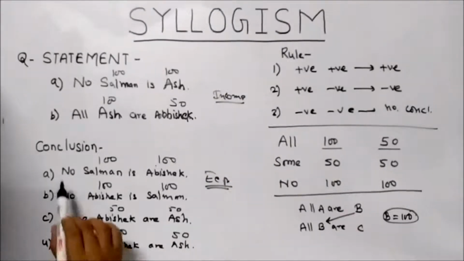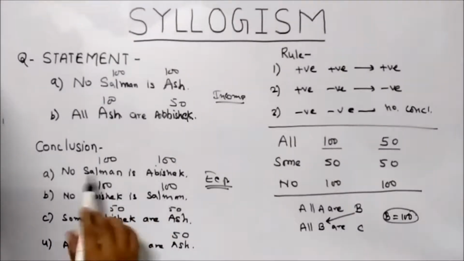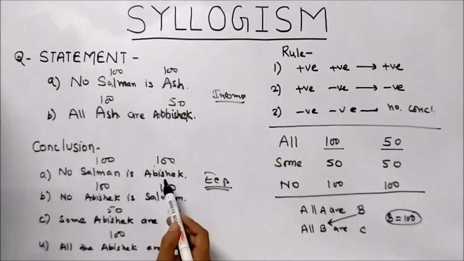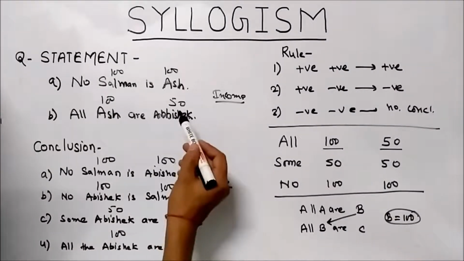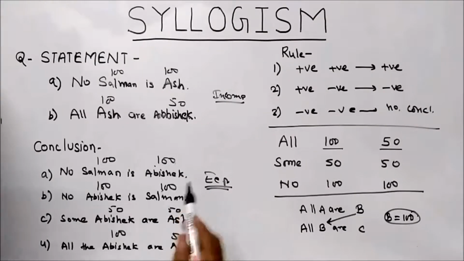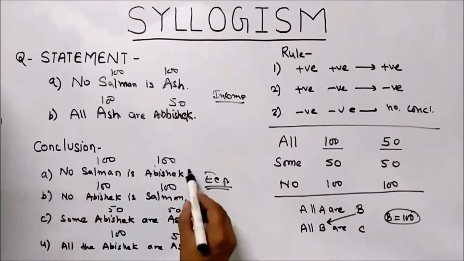For conclusion 1, no Salman is Abhishek. Check the values. Here Salman is 100. Here Salman is 100. Here Abhishek is 100. Here Abhishek is 50. Income is less than expenditure. Can't be true. So conclusion 1 is not true.